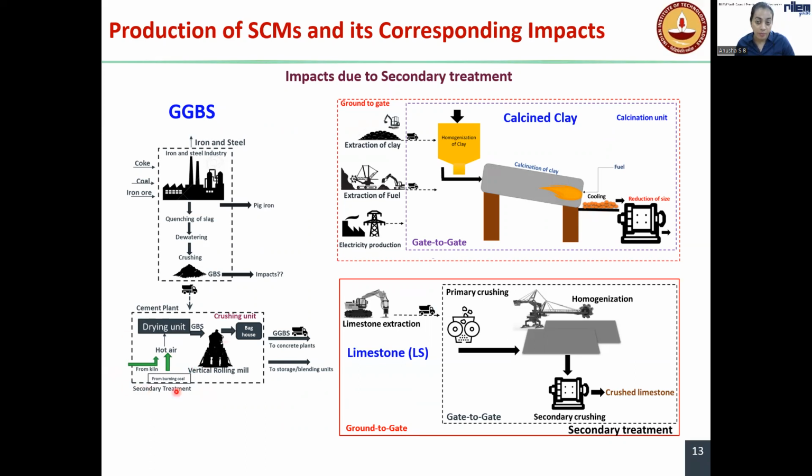I calculated the impacts because of the production of GGBS, that is the secondary treatment given to the slag to make it fine. I also calculated the impact associated with the calcination process of clay, and the impact associated with the secondary crushing that has to be given to the limestone for use in LC3. In this study, the fly ash was considered to have zero impacts because it was a waste produced from the thermal power plant, and there was no secondary treatment required for the production of fly ash.